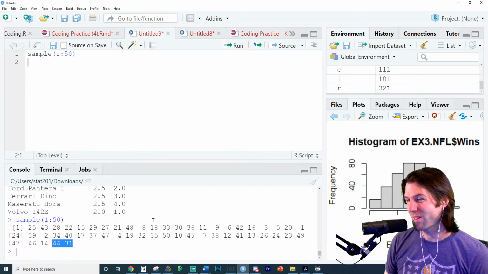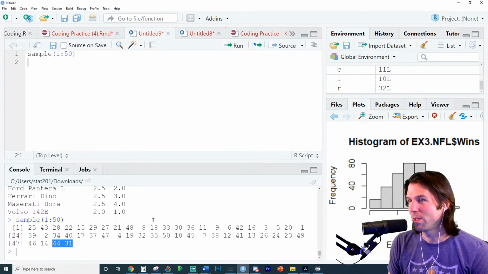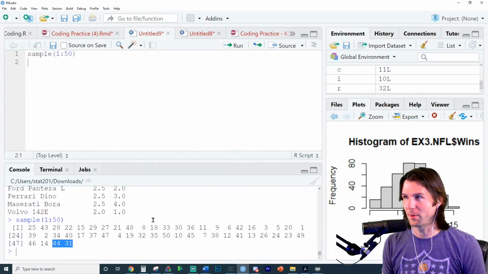So, yeah, we can do the lottery one. Is it the lottery? I think someone asked, which one? We're going to do the lottery one next. We can do the lottery one.